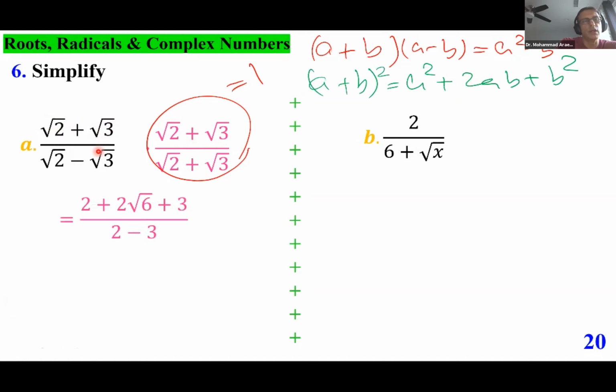So I hope you see what I'm doing here. I'm using this, or you can foil it, either way. The denominator changes to negative 1. And we have 5. So we have 5 plus 2 square root of 6 divided by negative 1. When the denominator is negative 1, we don't keep it. We change everything to a negative sign.